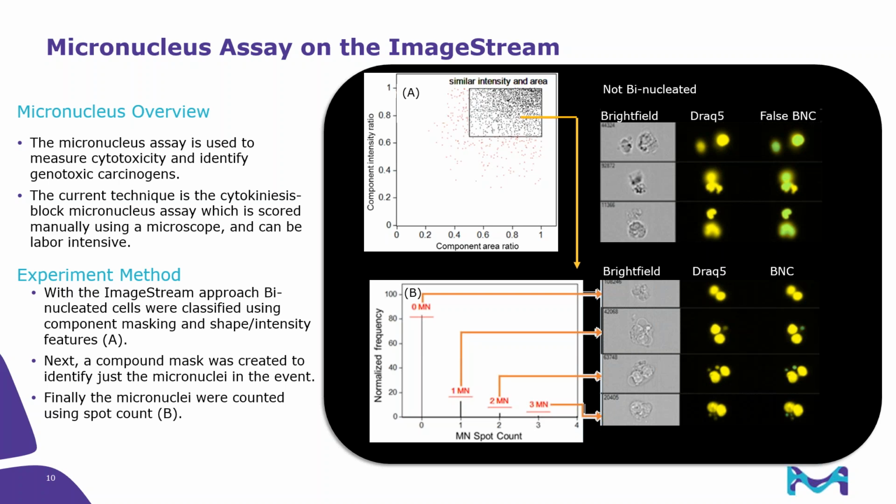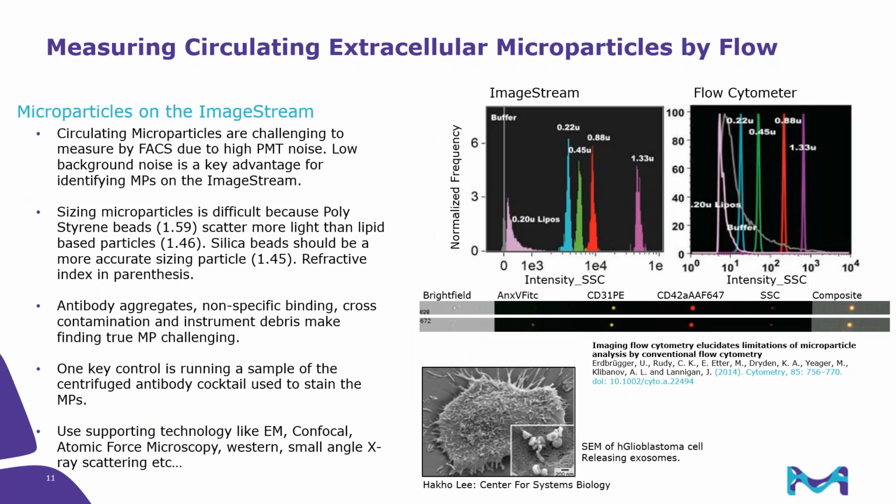micronuclei after treatment with different grades of radiation, and then go in and not only characterize the presence of micronuclei, but also count them. In this lower panel on the right, you can see using the spot count and a mask that identifies the micronucleus, we can characterize no micronuclei versus a single micronucleus versus 2 micronuclei or 3 micronuclei in that image over there to the right.